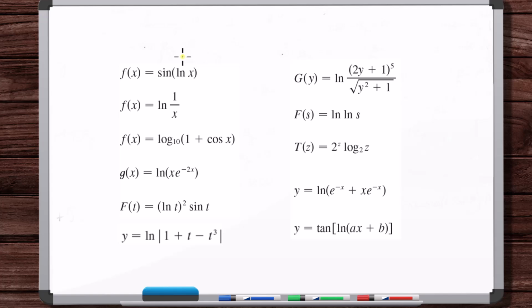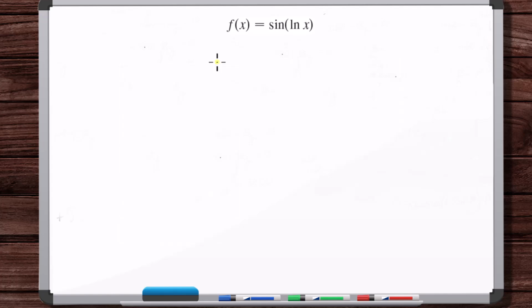In this video, we're going to find the derivative of all of these functions. Each of these functions contain a logarithm, so we're going to be practicing derivatives of logarithmic functions in this video. Okay, so let's find f prime of x.